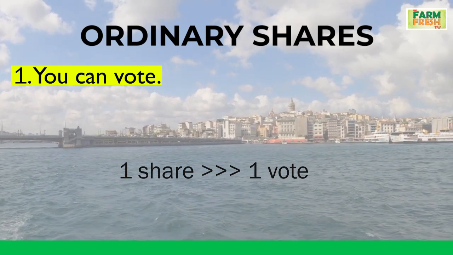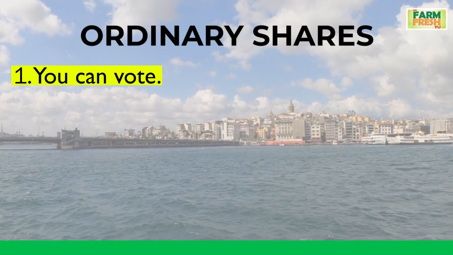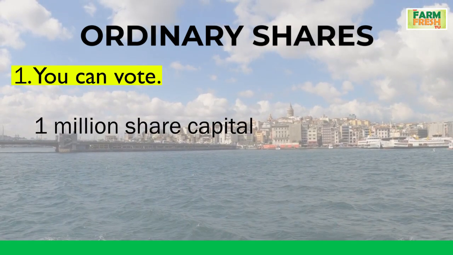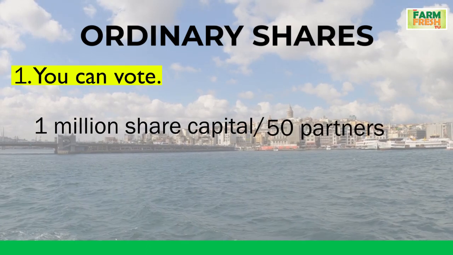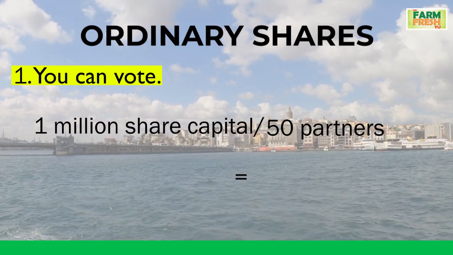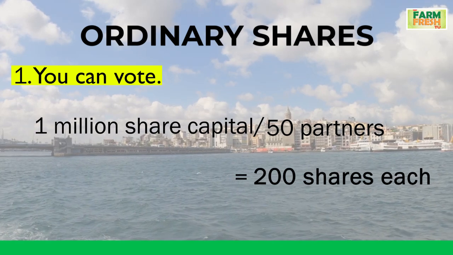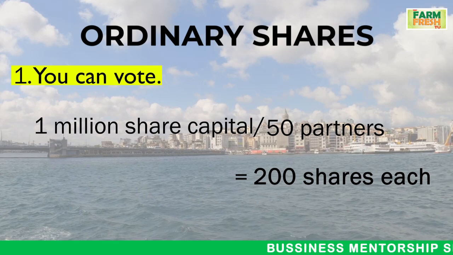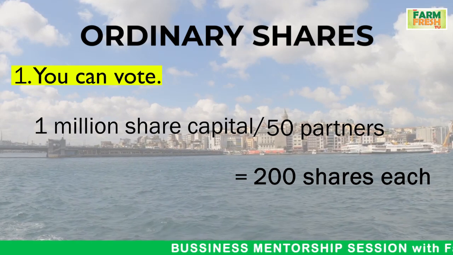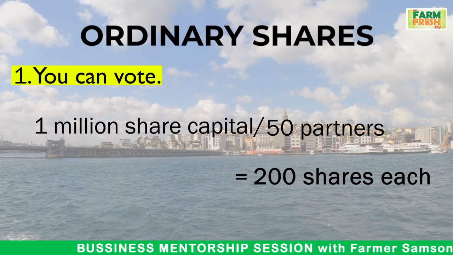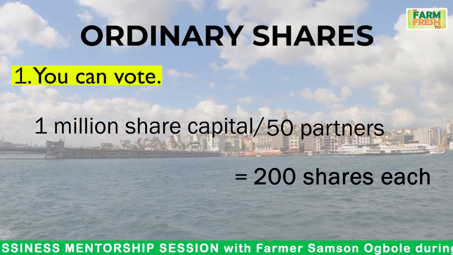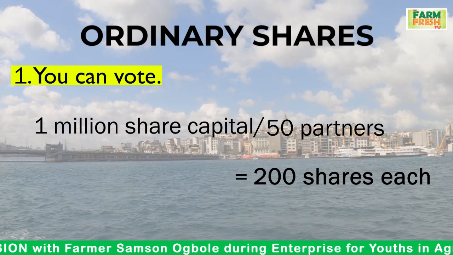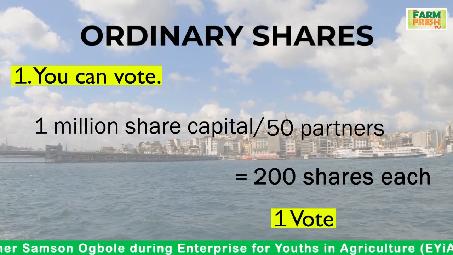Because you all started together, you all started with 1 million share capital. 1 million divided by 50 should be 200, if I'm not wrong. Is it 20 or 200? 200. So what that means is everybody has 200 shares at the beginning. And you know 200 ratio 200 ratio 200 is 1:1, right? So everybody has 1 vote.